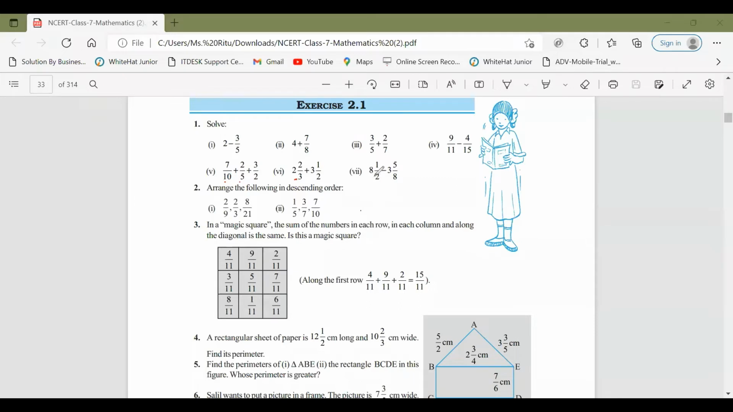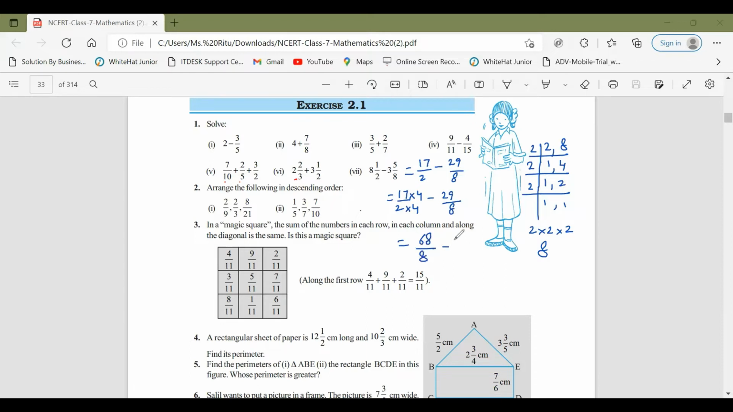Let's quickly do it. So 16 plus 1, 17 by 2, minus 3 into 8 is 24 plus 5, 29 by 8. Denominators are different, so we will see the LCM of 2 and 8. 2 ones are 2, 2 fours are 8, and 4 would be divisible by 4. You can do it like this as well and take 4 also. So the LCM would be 2 multiplied by 2 multiplied by 2, that is 8. So we have to make the denominator 8 in this case. We'll multiply the first fraction by 4, and the next fraction would remain the same because the denominator is 8 only. So 17 fours are 68, 2 fours are 8, minus 29 by 8.